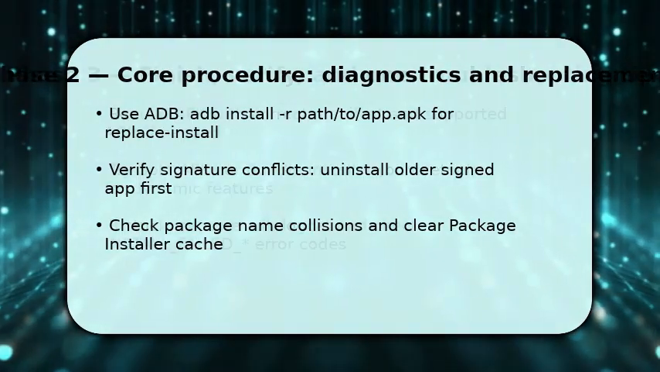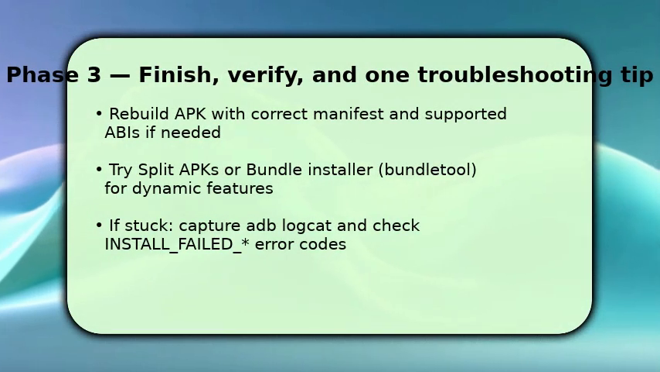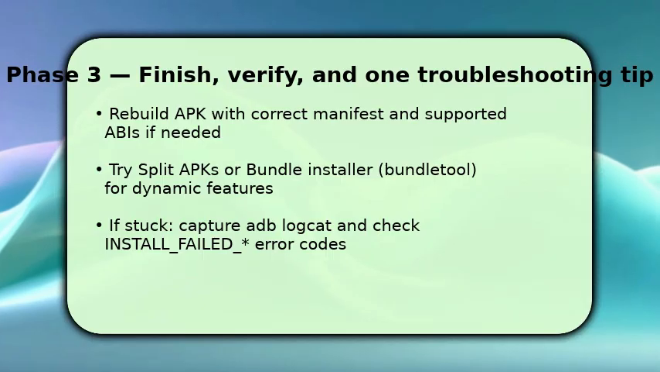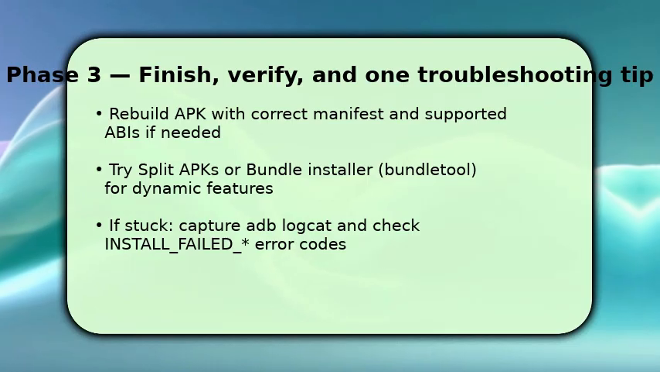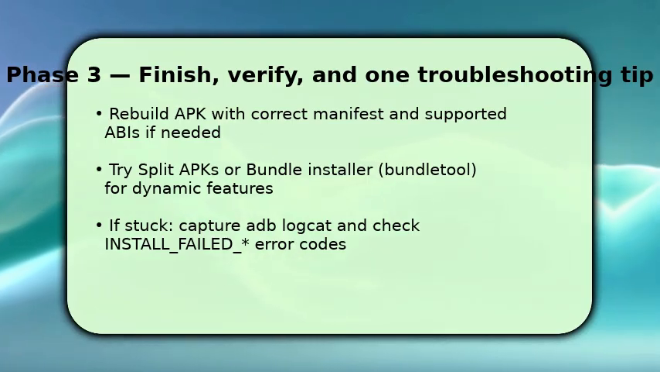To finish, install the corrected APK or use Split Apps/Bundle tool for apps with dynamic features. This ensures all required splits, resources, and native libraries are present. If installation succeeds, test the app immediately.